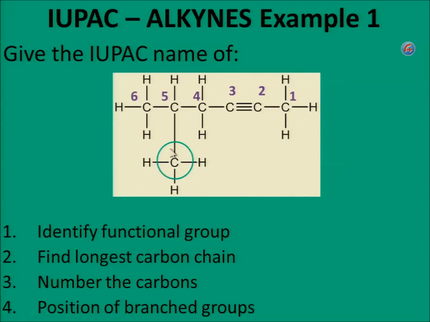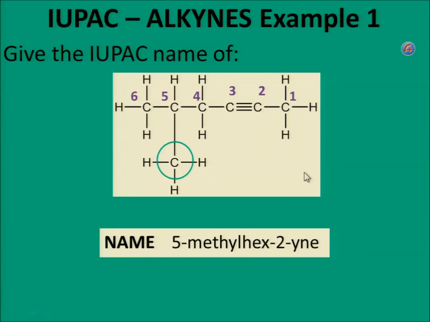Now you have to look at substituents. There is one substituent at carbon 5. It has 1 carbon, therefore methyl. And then the name will be 5-methylhex, because there are 6 carbons, 2-yne, because the triple bond is at carbon 2.